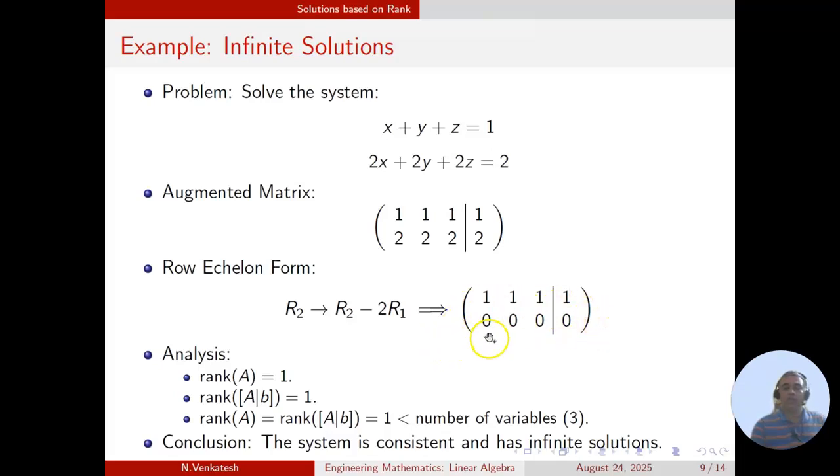Then we get, because the number of non-zero rows here is 1, the rank of A is 1 as well as the rank of the augmented matrix is also 1, which is equal, and which is less than the number of variables. The number of variables is 3. So this system has infinite solutions.